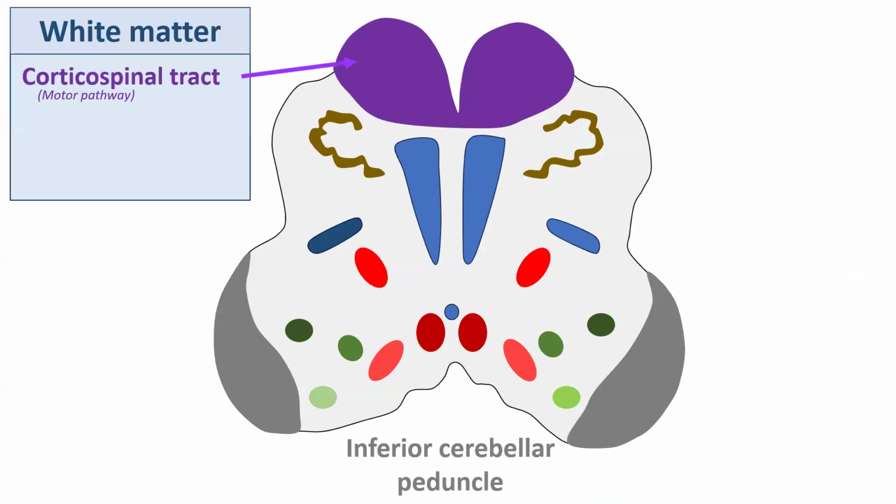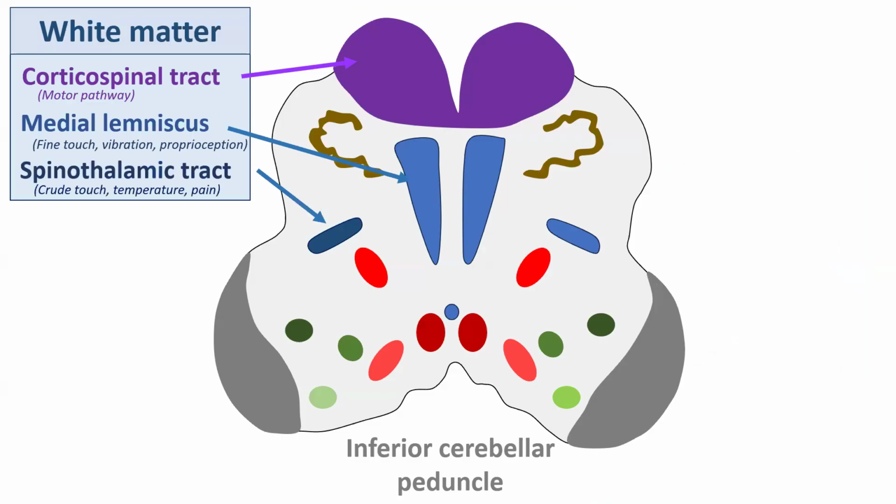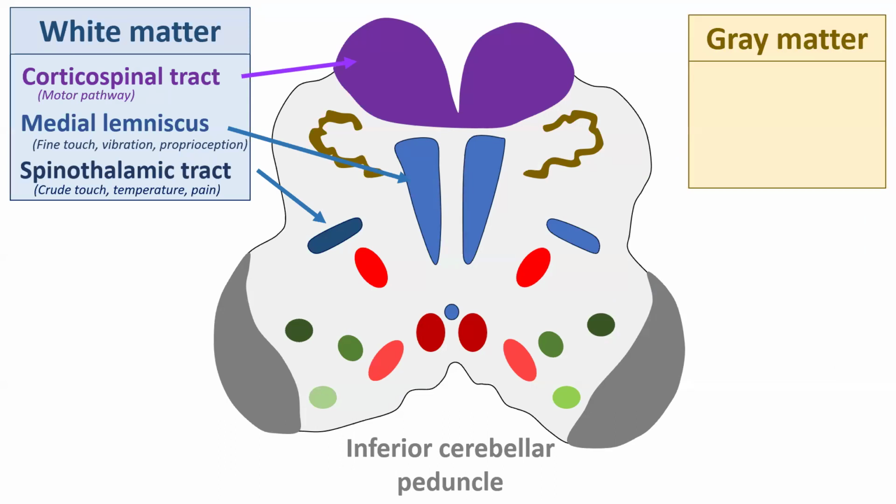So when it comes to white matter, we have the corticospinal tracts located anteriorly in the basis. We have the medial lemniscus located paramedially, and the spinothalamic tract located posterolaterally. We have also a gray matter nucleus in the medulla oblongata, the inferior olivary nucleus, which is basically an output center to the cerebellum. So it relays information to the cerebellum.